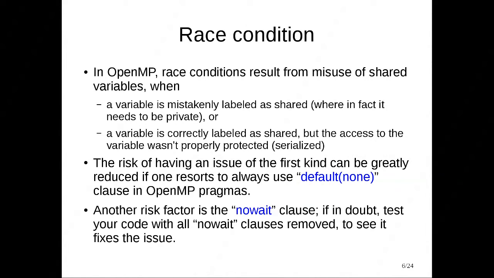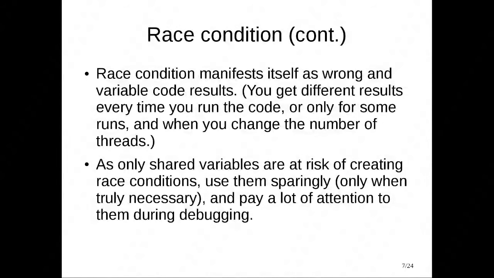So if in doubt, if you think one of those nowait clauses generates a race condition bug, one strategy is to remove all nowait clauses and see if it fixes the issue. If it does, then you put them back one by one to see which particular nowait clause causes it. The DDT debugger can help you at least to zoom in and see which parallel region is at fault. All right, let's move on.